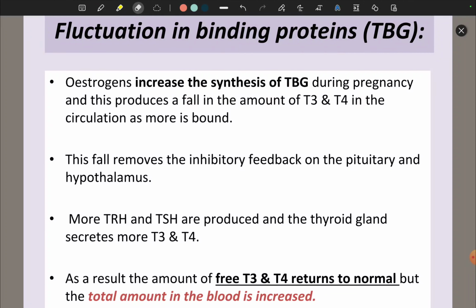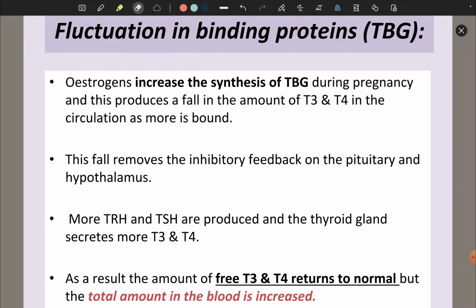Pregnancy is among the physiological conditions that cause an increase in protein formation. Estrogen increases in pregnancy, and estrogen causes more protein production. This is temporary.